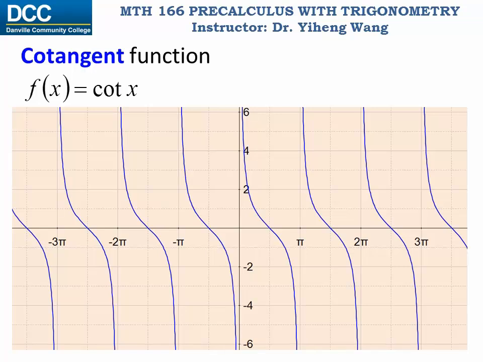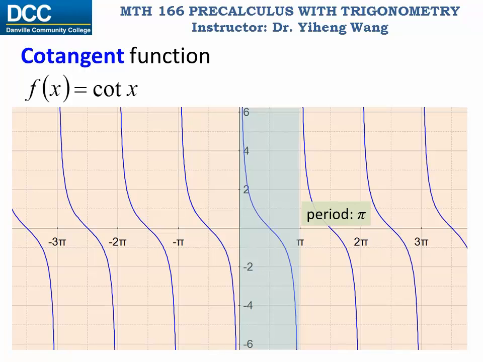Here is the graph for the cotangent function f(x) equals cotangent x. As you can see, the shape of the graph looks like the mirror image of the tangent function. Cotangent function is also periodic with a period again of 1 pi.